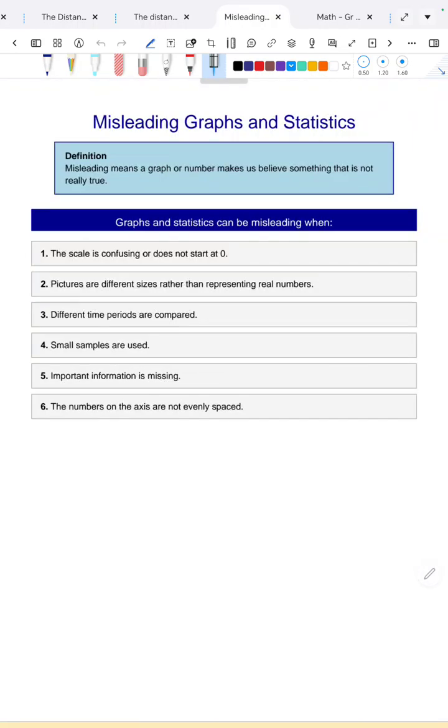Here we have some notes about how graphs and statistics can be misleading. The first one, the scale is confusing or does not start at 0. Second one, pictures are different sizes. Three, different time periods are compared. Number 4, small samples are used. Number 5, important information is missing. Number 6, the numbers on the axis are not evenly spaced.